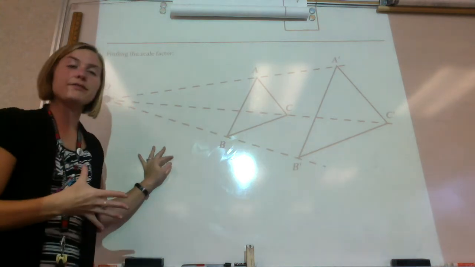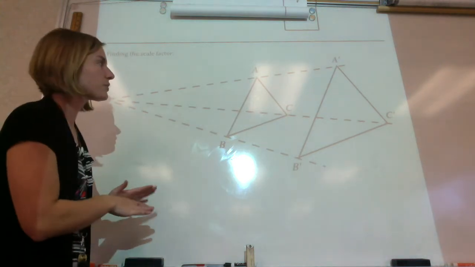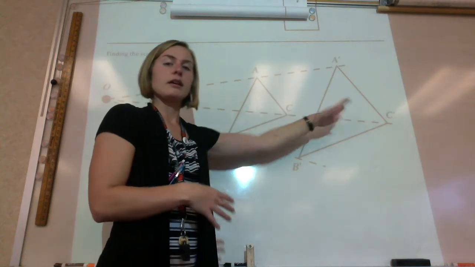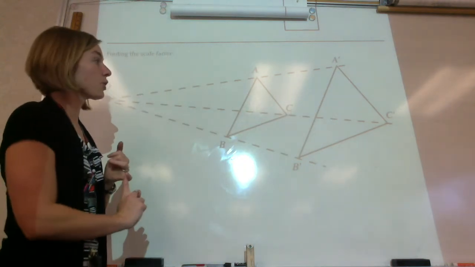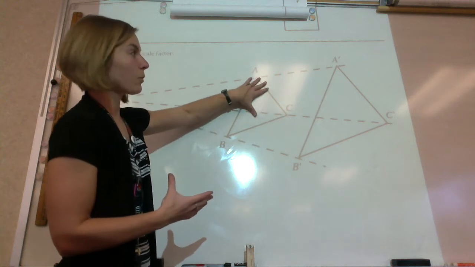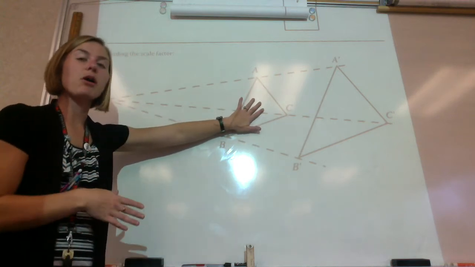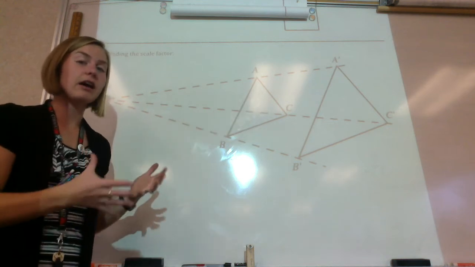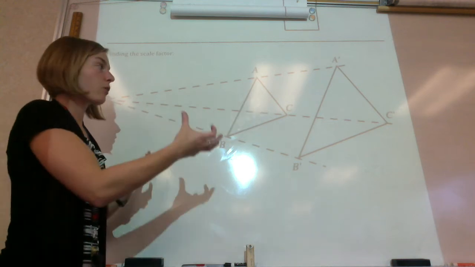And what we need to find is the scale factor. All we need to do is figure out how much this was dilated to get to here. Now, the first thing you should notice is we're going bigger. So we can actually measure almost any part of these shapes to figure out what the scale factor is, because everything gets bigger according to that scale factor.